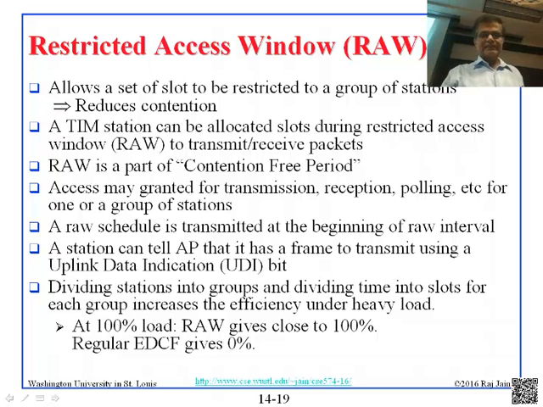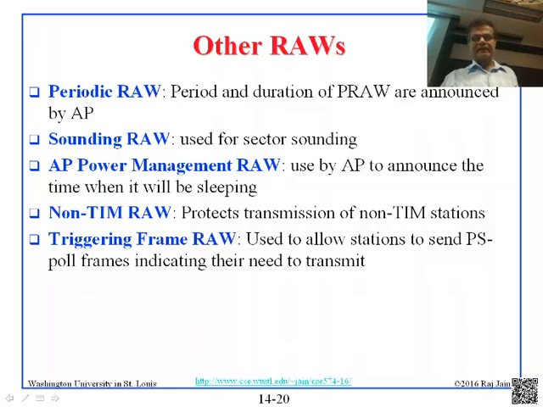Well, similar things are used for other things. Periodic RA: the period and duration of the RA are announced. Periodic RA is for periodic stations. Sounding RA is for sector sounding, to figure out how many sectors you have and how many sectors I have.